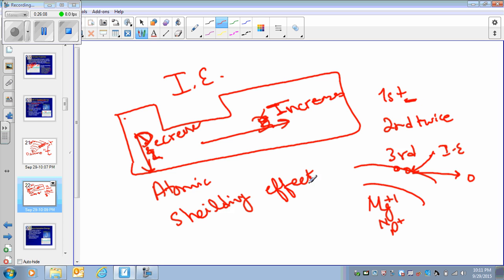Okay, and again, the reasons I've been telling you are the shielding effect and the atomic radius. So we must understand the first ionization energy is much less than the second ionization energy, which is much less than the third ionization energy. All right, and again, the overall trend of the ionization energy is that ionization energy increases down and decreases across.